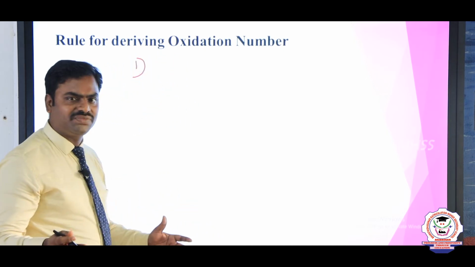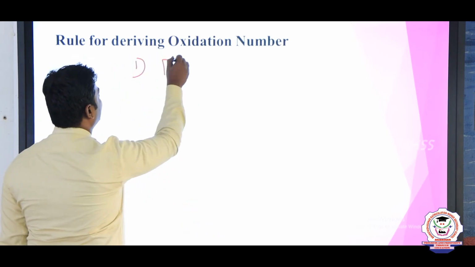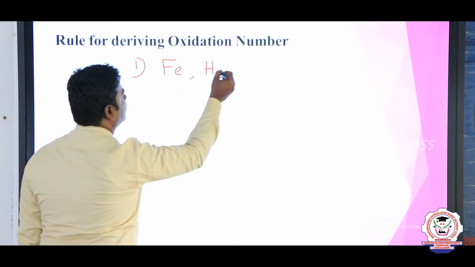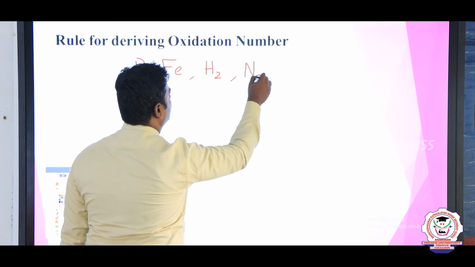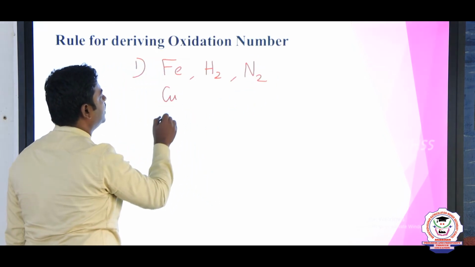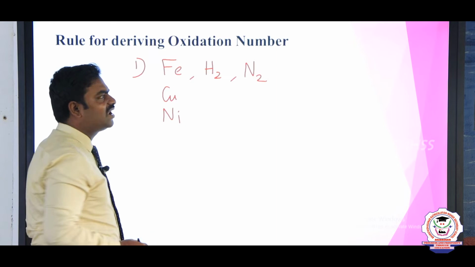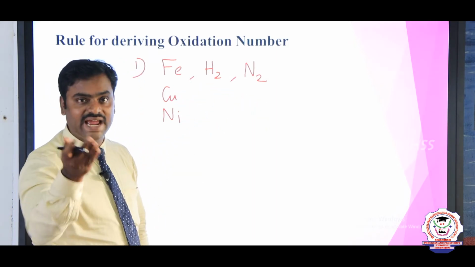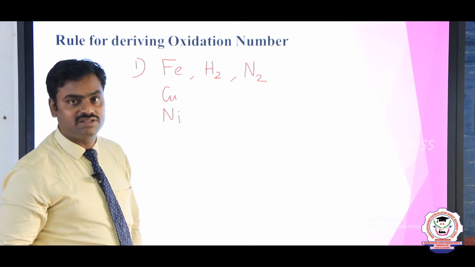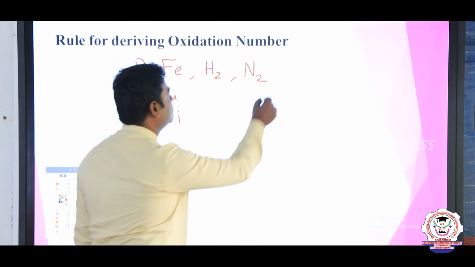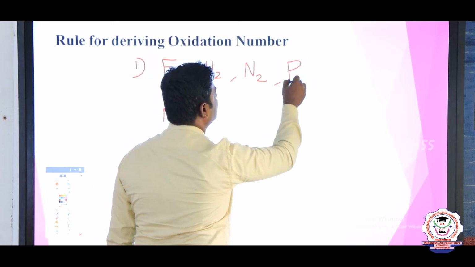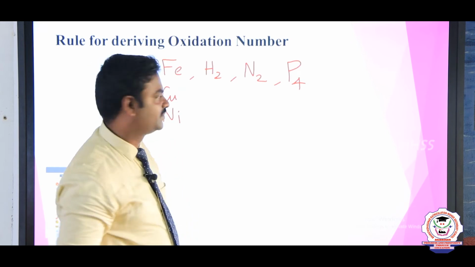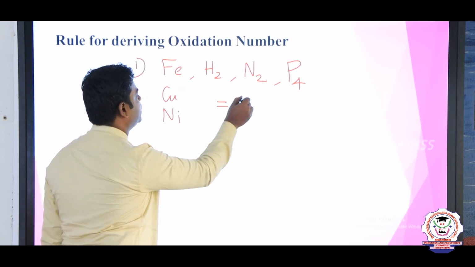What is the example? I will give you iron. If you take iron atom, hydrogen molecule, nitrogen molecule, copper atom, nickel atom, these are all free atoms and homodiatomic molecules. Homo triatomic or homo tetraatomic molecules also have 0 state. For example, P4, phosphorus 4. They all carry 0 oxidation state. That is equal to 0.